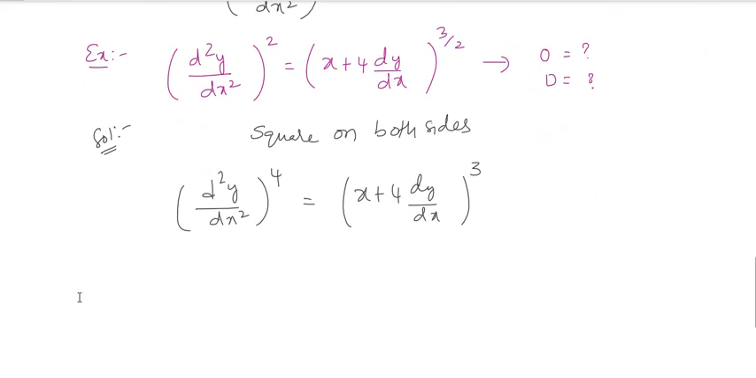Now it is free from the radicals, right? So what is the order now? Order is nothing but the highest derivative involved in the differential equation. What is the highest derivative? The highest derivative will be 2. Am I right or not?